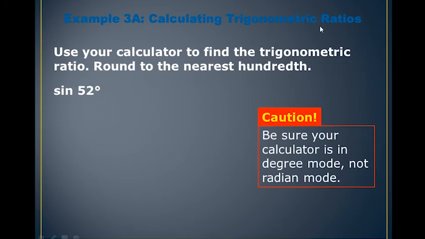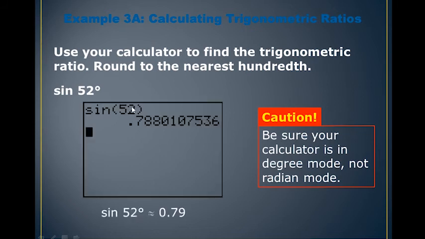Now, calculating trigonometric ratios. This is a very important thing. Be sure your calculator is in degrees mode, not radian mode. A small D will be written on the display of your calculator. You must consider that before doing any question regarding trigonometry in O levels. So use your calculator to find the trigonometric ratio, rounded to the nearest hundredth.